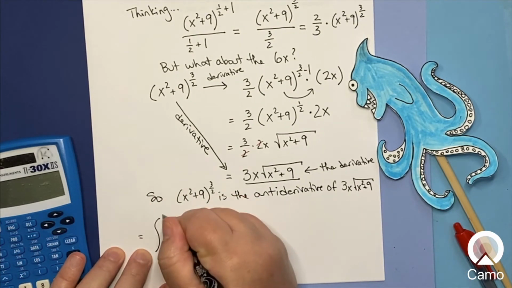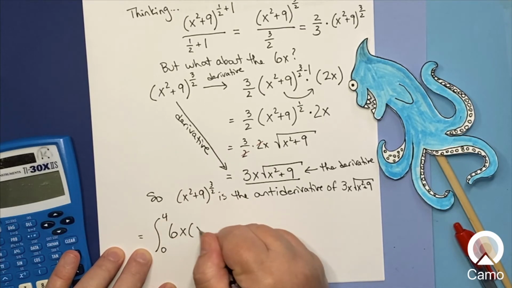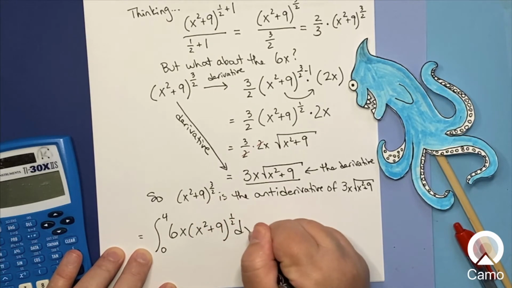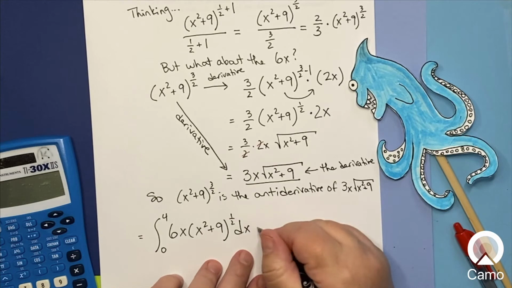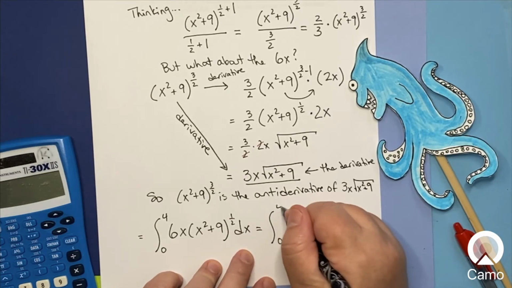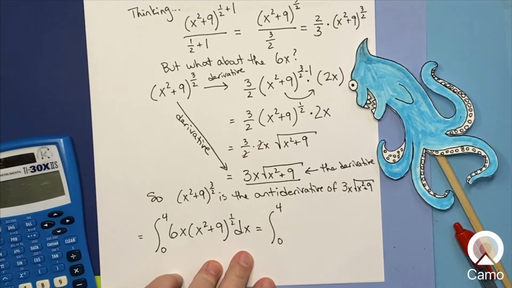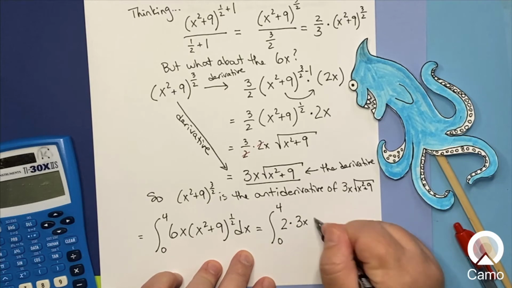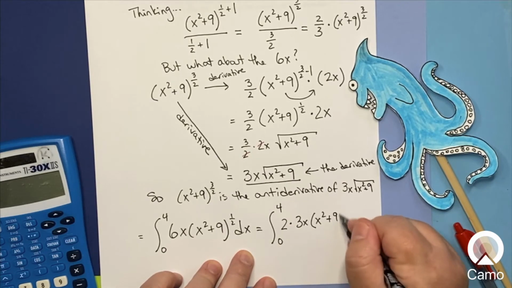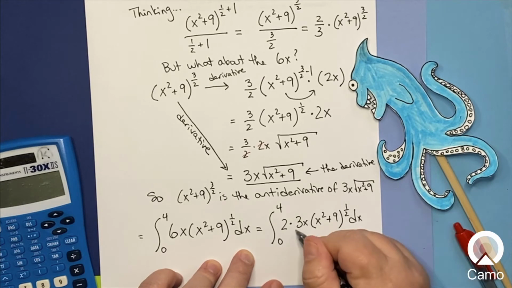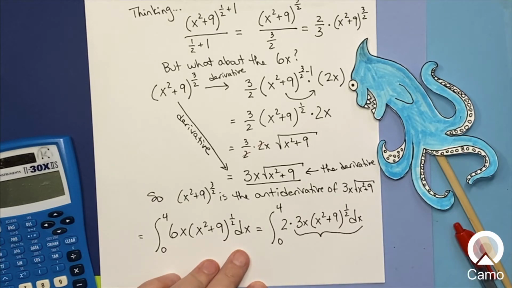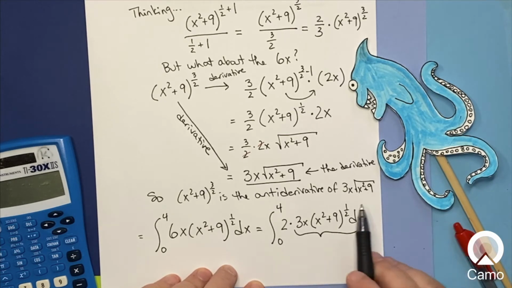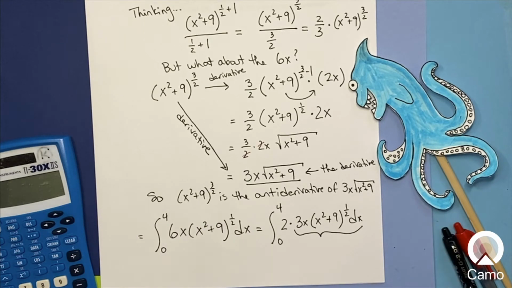Just to write it in, because I know you can't see it since it's up there, we've got something that looks like this. Now, say this is from 0 to 4, my lower and upper limits, and then I have 2 times 3x times the quantity x squared plus 9 to the 1/2 dx. All of this, well, not with the dx, but you know what I'm talking about, matches that.